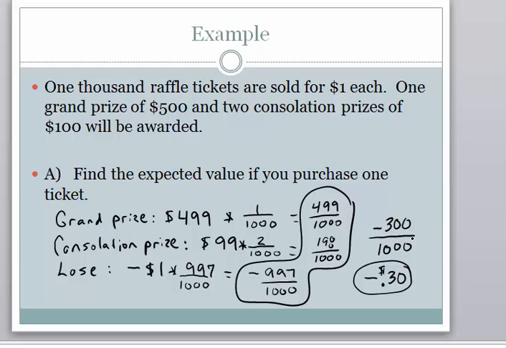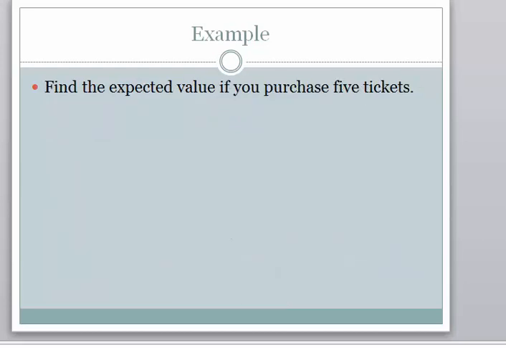Now let's take that to part B. Part B says, find the expected value if you purchase 5 tickets. So we know that if she purchases 1 ticket, her expected value is a loss of 30 cents. So now we're being asked, what happens if she purchases 5 tickets? And so we simply need to multiply. We need to take that negative 0.30 for 1 ticket, and we need to multiply by 5 because we're going to buy 5 tickets. And therefore, we would get a negative $1.50.